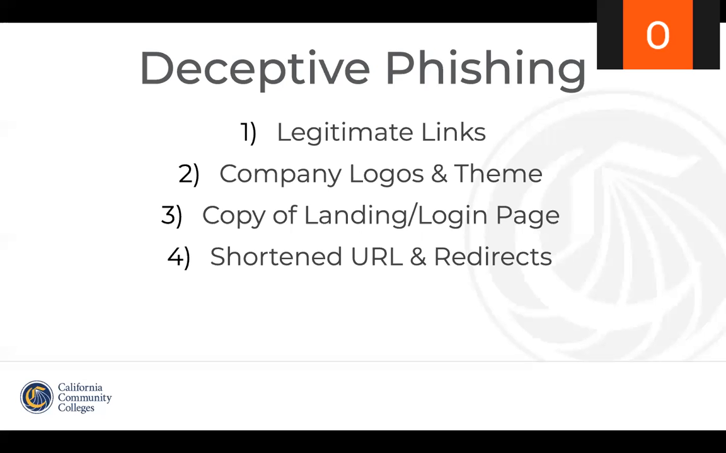So in a deceptive phish, there are 4 techniques the attacker could utilize. So they could use legitimate links. Here the attacker includes legitimate URL links or the target organization's contact information to evade detection from spam filters within the email itself.